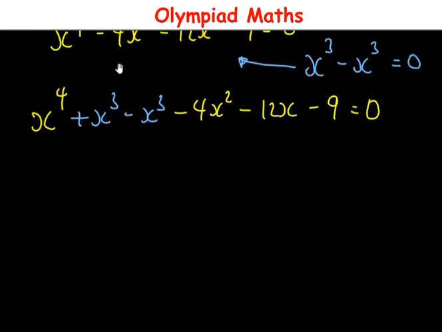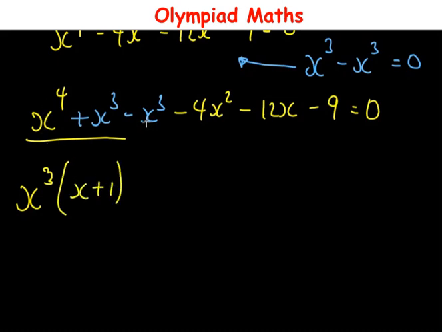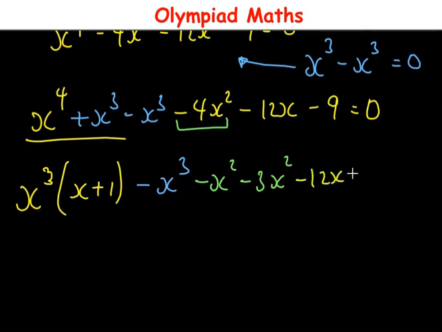At this junction, looking at this, x raised to power 4 plus x raised to power 3, we can factorize out x raised to power 3. What we then have is x plus 1, then minus x raised to power 3. Also, minus 4x squared can be written as minus x squared minus 3x squared. Then we have minus 12x minus 9 equals 0.